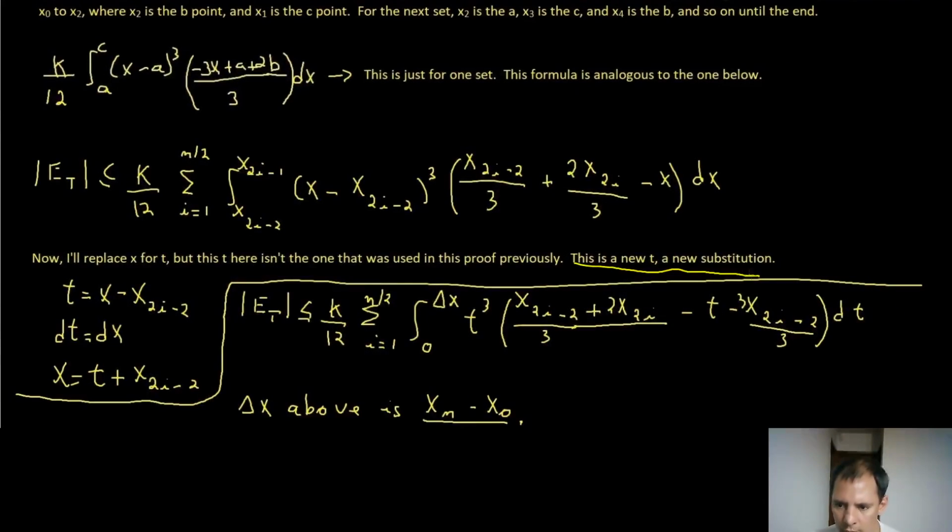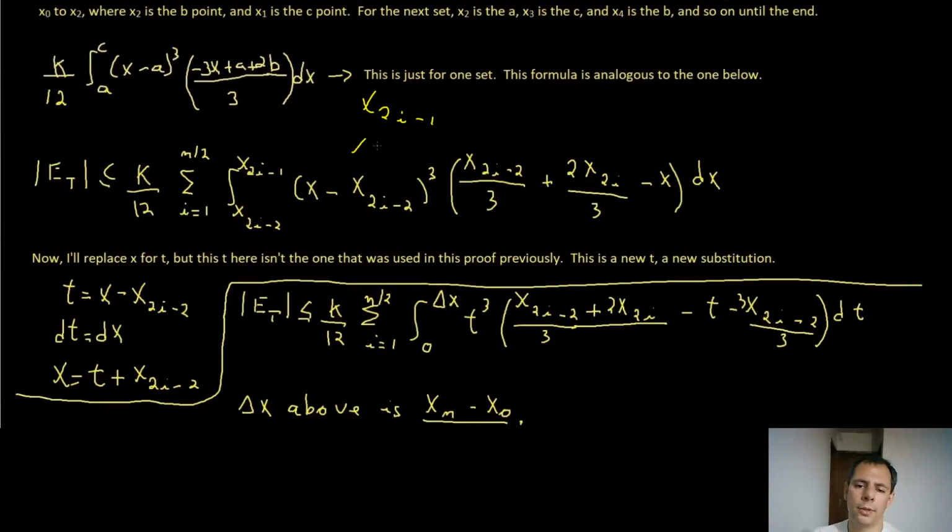Yeah, this is a new t, a new substitution. Why? Because you're integrating this from x sub 2i minus 2 to x sub 2i minus 1, and I want to transform the lower limit into 0, okay?